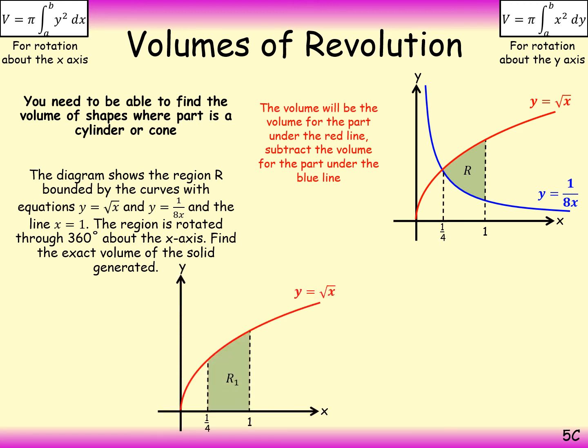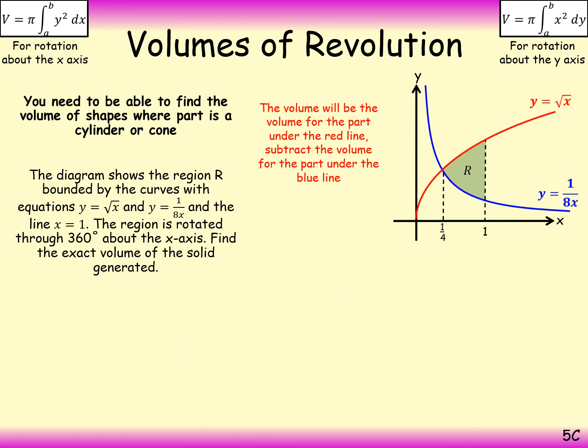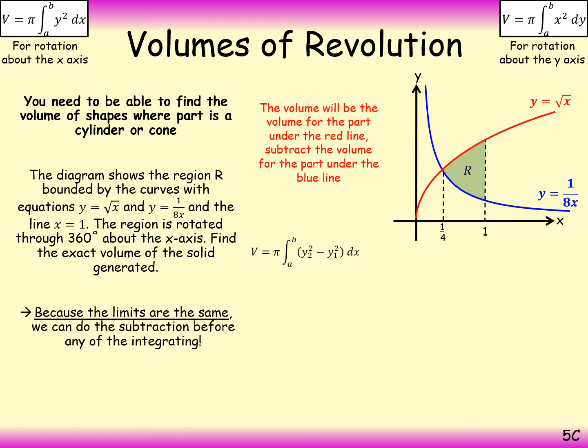So now, if we think about the volume, we could work out this area first. So now if we work out the R3, we work out the area of the one minus the area of the other, and we could work out the volume afterwards. Or there's another way we could do this.